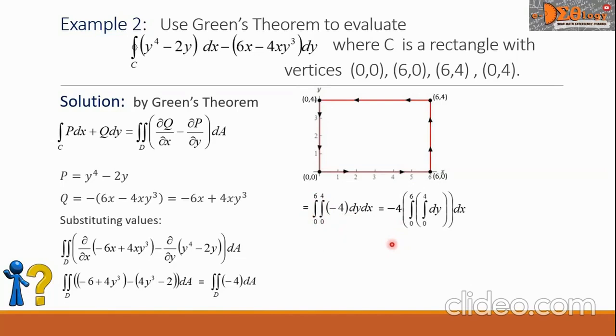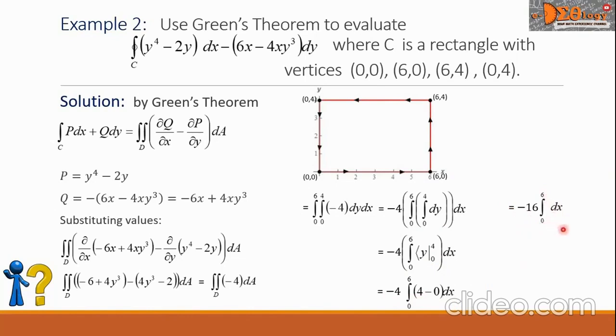Now let's begin our integration with respect to the inner integral, with respect to dy. So we have here the negative 4 times the integral from 0 to 6. The integral of dy is simply y. Then we evaluate this from 0 to 4. We simplify this further into 4 minus 0, and this becomes 4. This 4 is a constant, so we just multiply this with the negative 4 outside. We simplify this further into negative 16 times the integral from 0 to 6 dx.